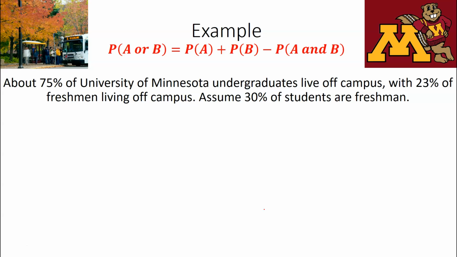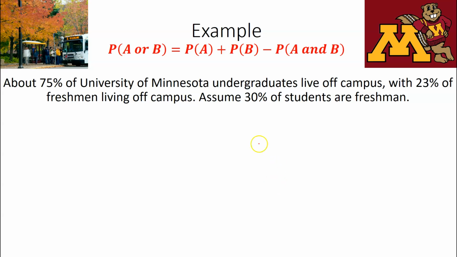Okay, let's look at something that's not as simple, something that you can't probably easily count in your head. Let's say that 75% of the University of Minnesota undergraduates live off campus. By the way, these were true statistics probably 10 years ago. I haven't looked this up in quite a while, but this was originally stuff I did look up. With 23% of freshmen living off campus, so the rest of them are on campus in dorms, and assume 30% of the students are freshmen.